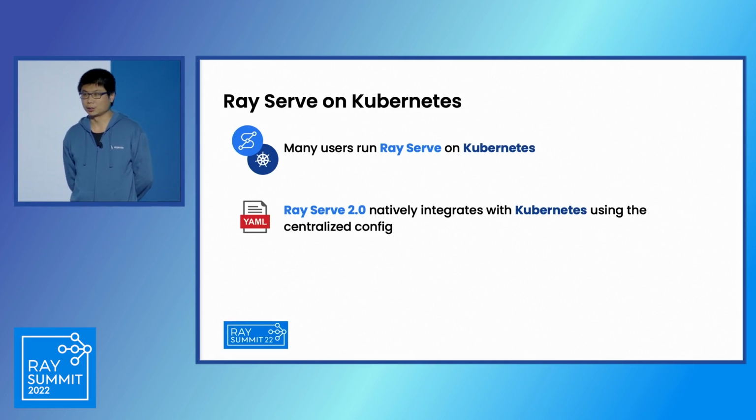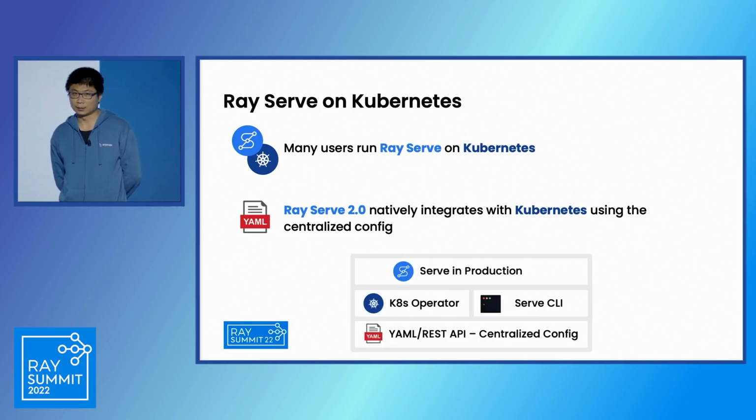Based on the description from Shreyas, Serve 2.0 actually provides the centralized config, which is a YAML config, and that is natively integrated with Kubernetes because all the CR is actually a config, also a YAML config in Kubernetes. And let's see the architecture. So besides the Serve CLI that we just introduced, there is another component called the Kubernetes operator, which can run your Ray Serve in production, based on the centralized YAML config.